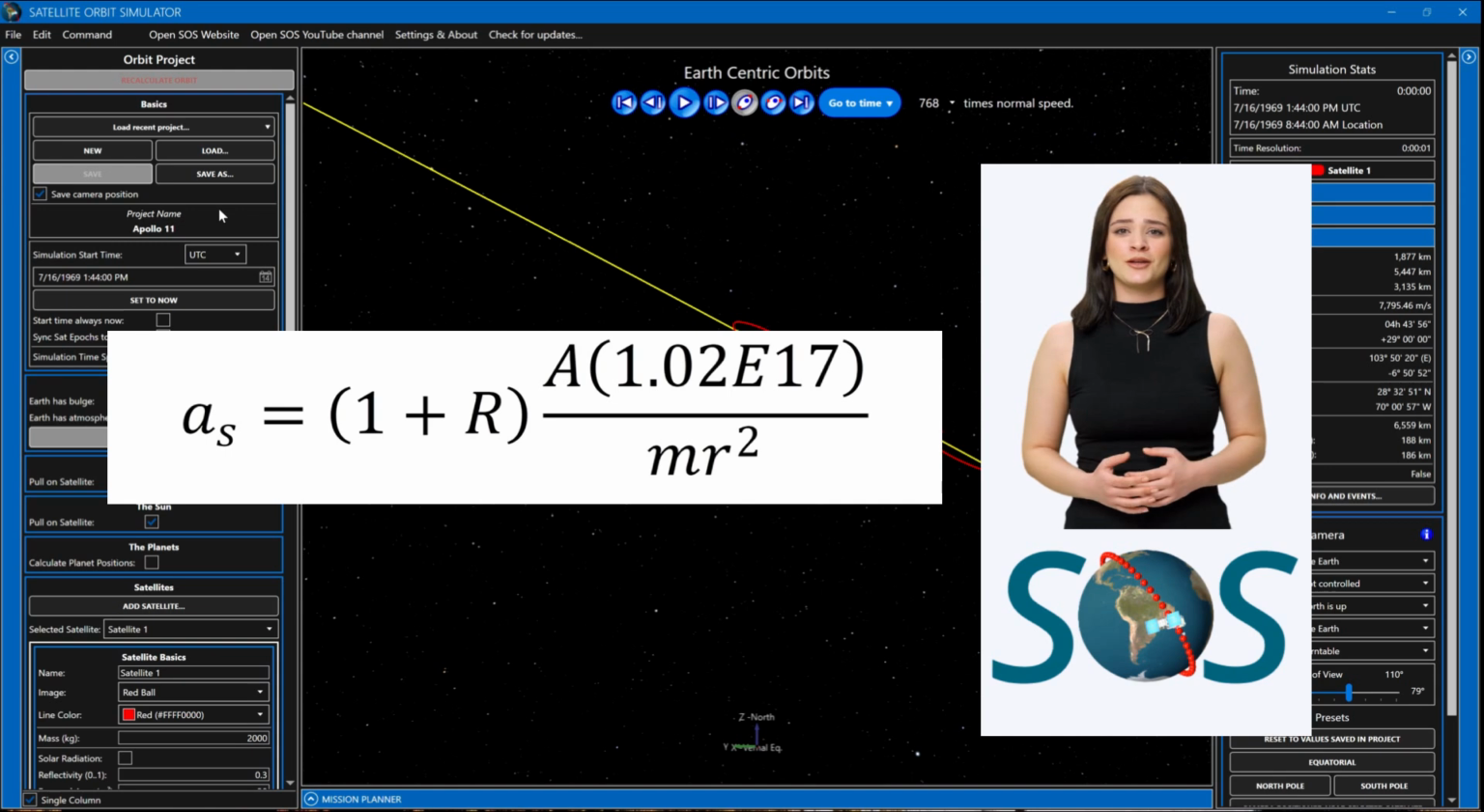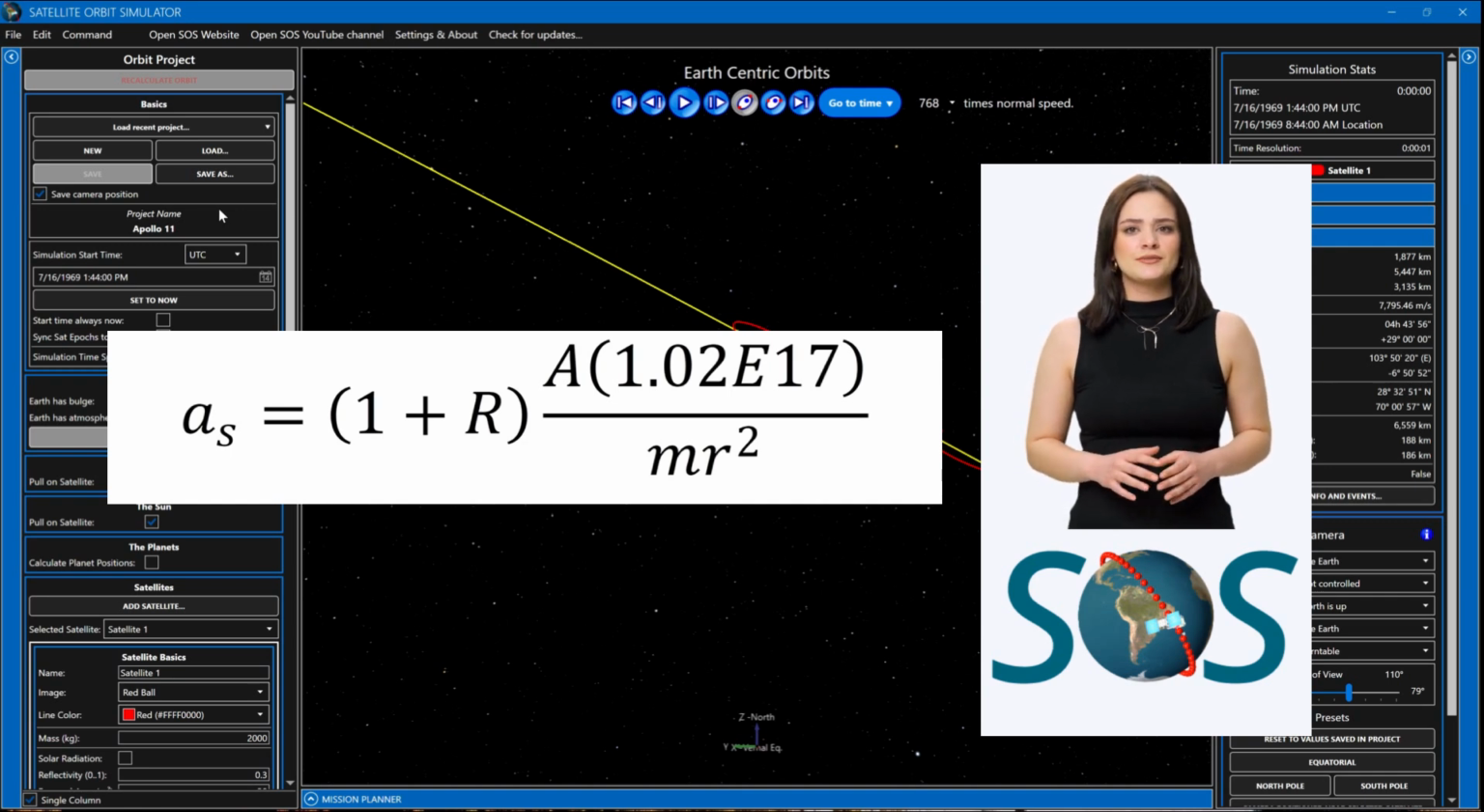The acceleration produced by the sun on a mass is shown in the equation on my right, where capital R is the reflectivity of the spacecraft or solar sail. A is the area of the spacecraft or sail impacted by light. M is the mass of the spacecraft. And R is the distance to the sun.